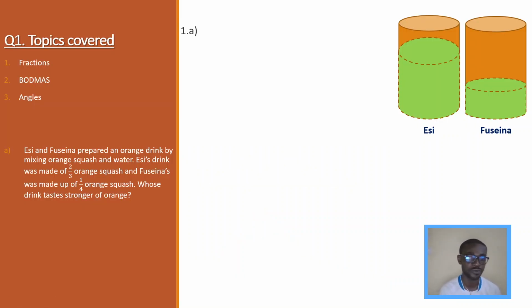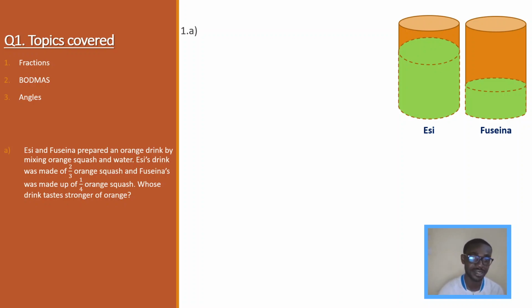Right. So part of solving the question is understanding what the question is demanding of you. So let's go through what the question is actually saying. It says that Essie and Fusena prepared an orange drink by mixing orange squash and water. Essie's drink was made of 2 out of 3 orange squash, and Fusena's was made up of 1/4 orange squash. Whose drink tastes stronger of orange?